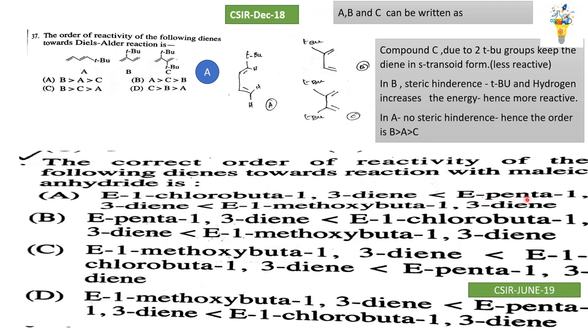E-1-chloro-buta-1,3-diene, E-penta-1,3-diene, and E-1-methoxy-buta-1,3-diene. So here various groups are attached. One is chlorine, another one is a methyl group, and here a methoxy group. So we know about the reactivity. So solve this yourself. Okay.